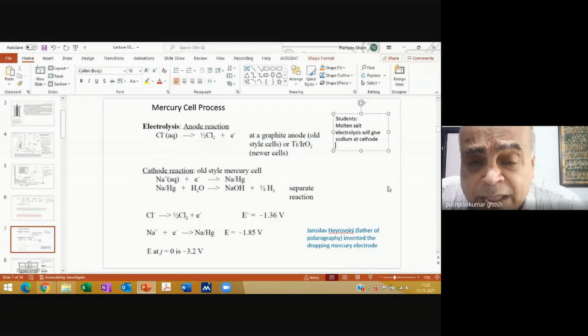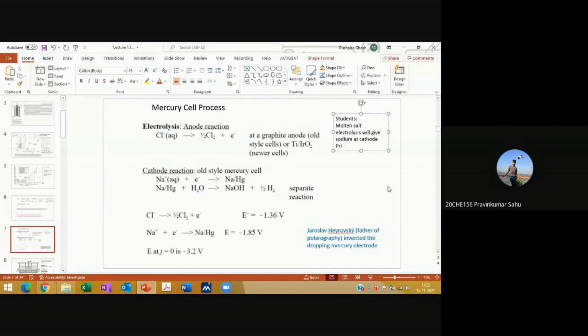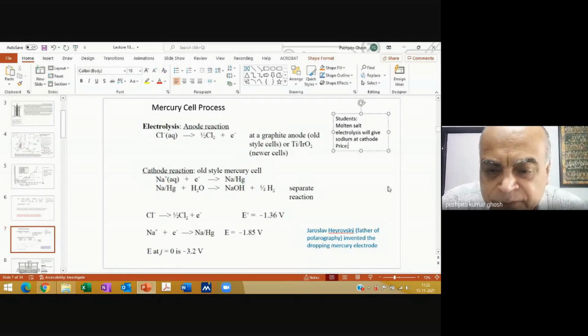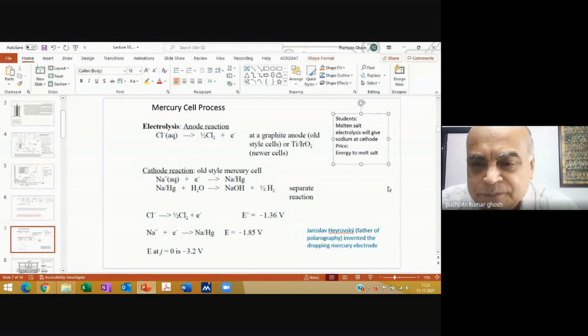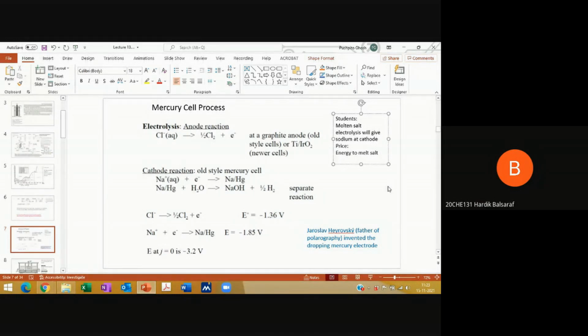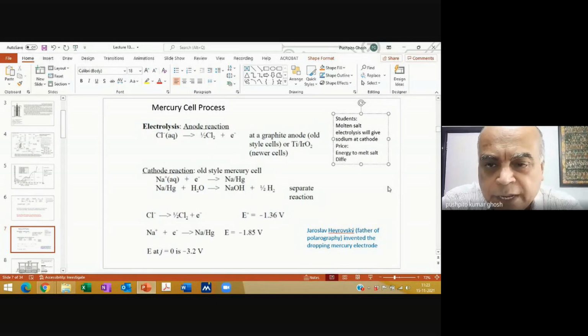What's the price that I pay? What is the price? And don't forget, I can take sodium metal and add it into water and I'll get sodium hydroxide, right? And hydrogen will come out. And that's the hydrogen which I get in any case when I do the chlor-alkali process. I'm getting sodium hydroxide, I'm getting chlorine. But what is the price? Sir, energy to melt salt. Very good. Price, energy to melt salt. What else? Different equipment will be required. Different equipment. Okay.